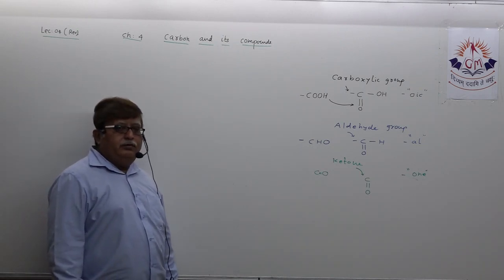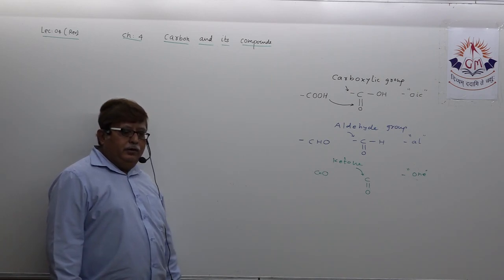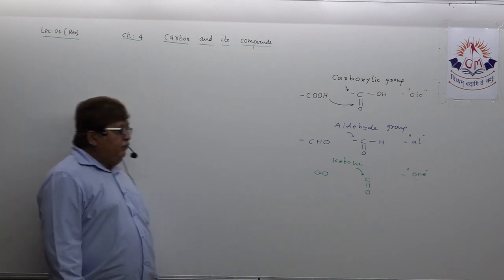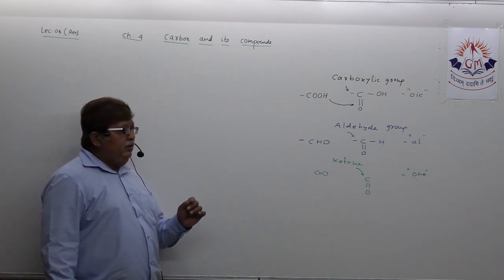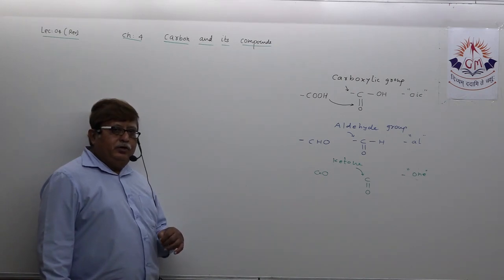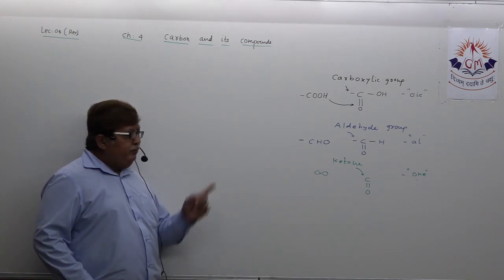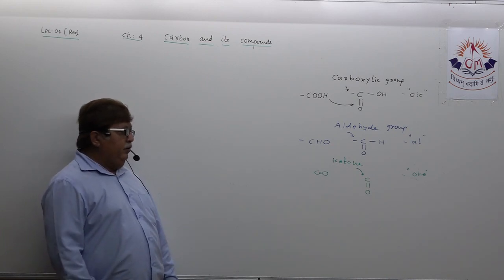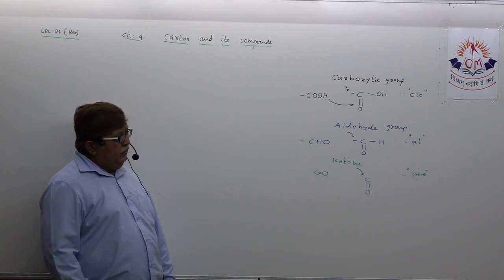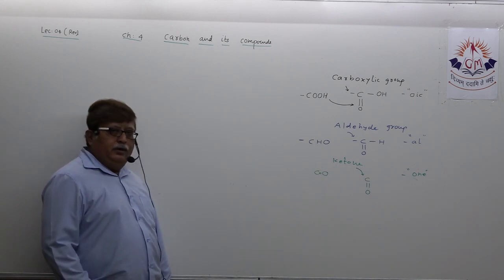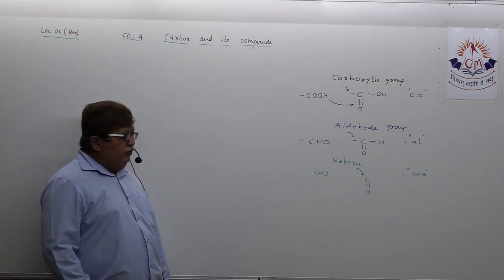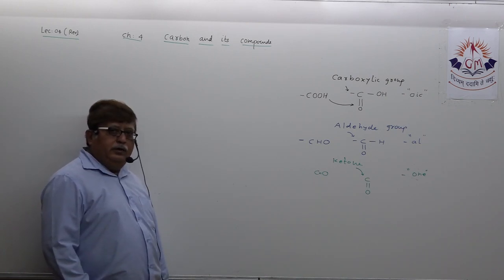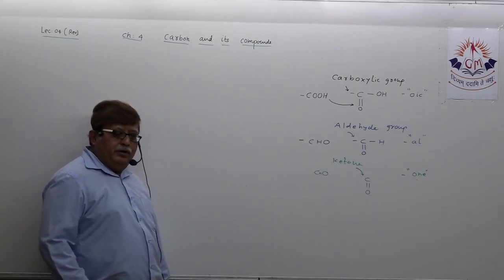I haven't mentioned the hydroxyl group because you learned about that in detail in our lecture number 3. So now we are targeting these three: the carboxylic group, COOH, where oic is the suffix; the aldehyde group, CHO, where al is the suffix; and the ketone group, CO, where one is the suffix to be added when you name any organic compound.